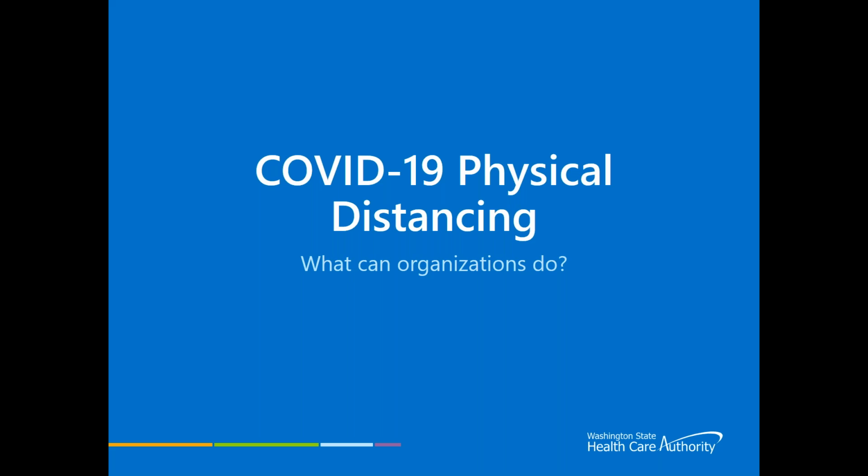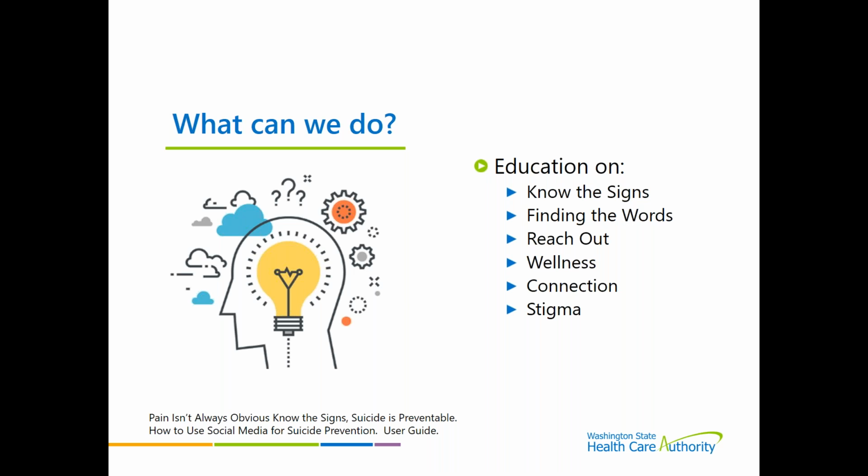So during this COVID-19 physical distancing, what can organizations do? Organizations can continue educating on suicide prevention, covering the following. Know the signs, the warning signs of someone contemplating suicide. What should people be looking for? And warning signs are always to be taken seriously. Don't discount them due to the impression that they are not sincere or attention seeking. I like to say they aren't attention seeking. They are help seeking.